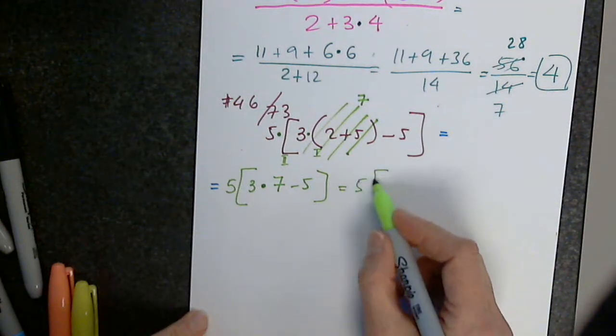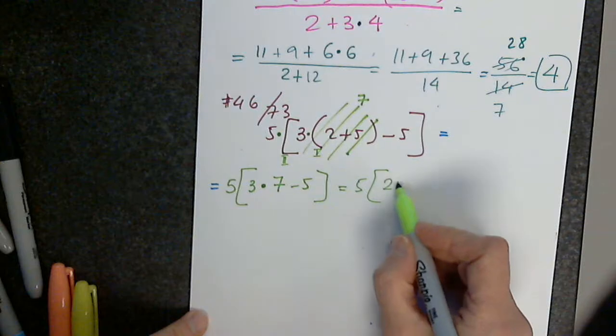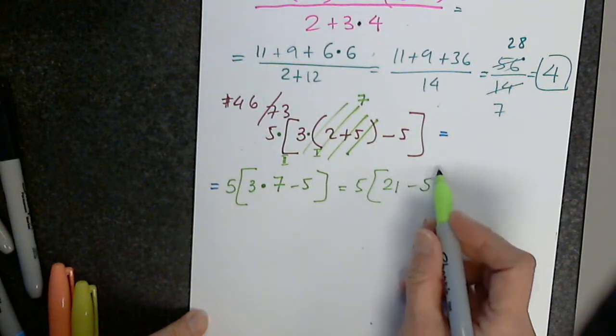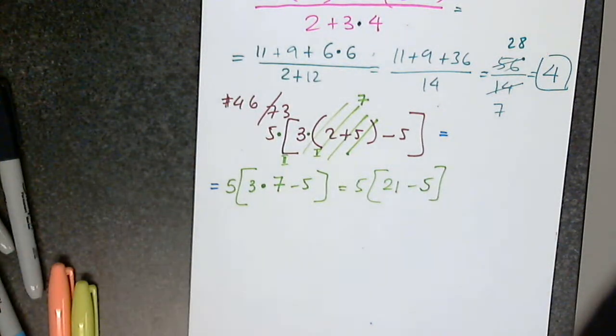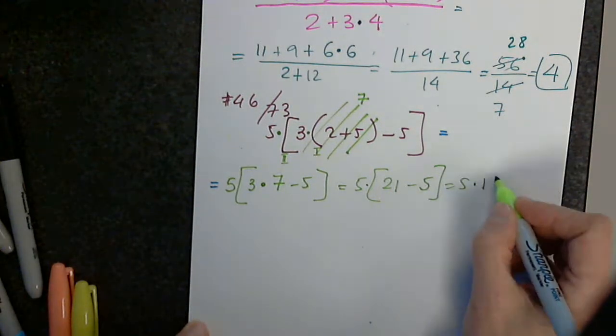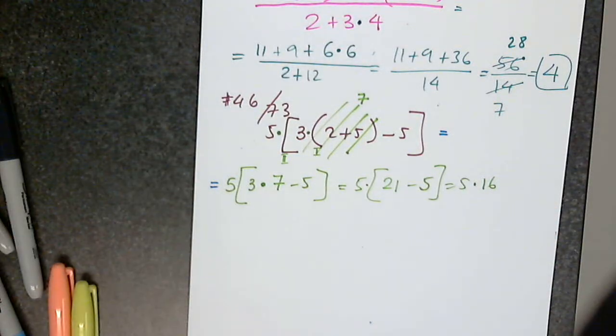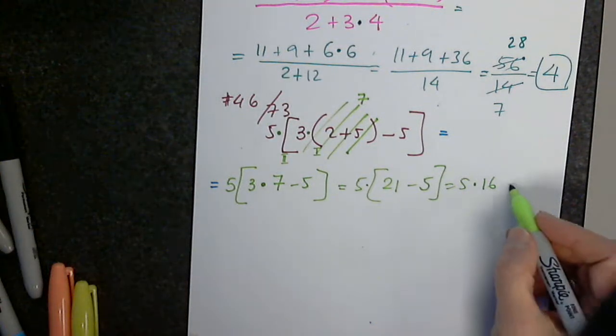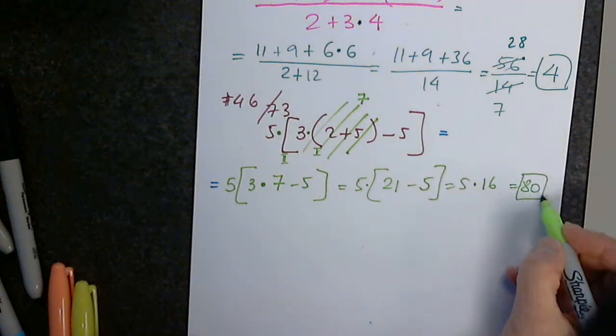So this is 5. 3 times 7 is 21. 21, and I copy 5. 21 minus 5 is 16. I know that this is a product, so this is 5 multiplied by 16. So I eliminated brackets now. 21 minus 5 is 16. So now I multiply 5 by 16. And I get 80. And this is the final answer.